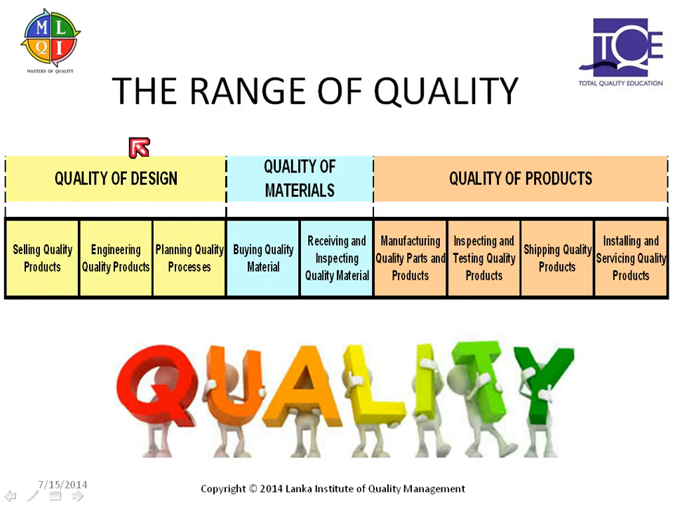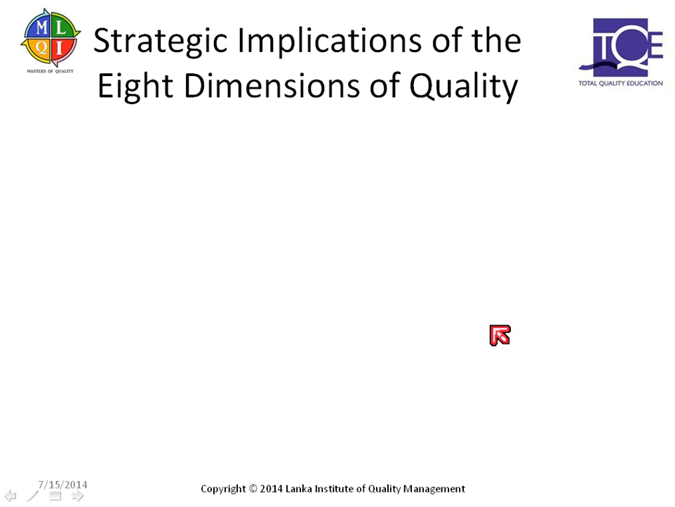Now, this is the range of quality that we should consider: quality of design, quality of materials, and quality of products. In the quality of design, we talk about selling the quality products, the engineering of it, and the planning. When you talk about quality of materials, it's about buying the quality materials. Even manufacturers also get cheated by suppliers. Receiving and inspecting quality materials is one of the ways to ensure that the materials meet the design specifications, and so on.